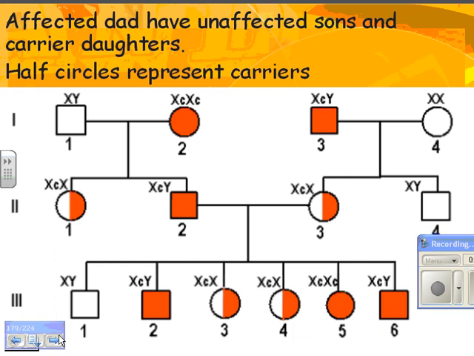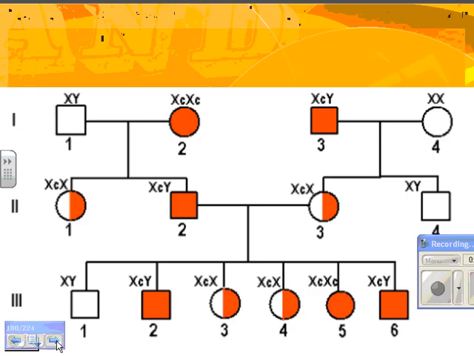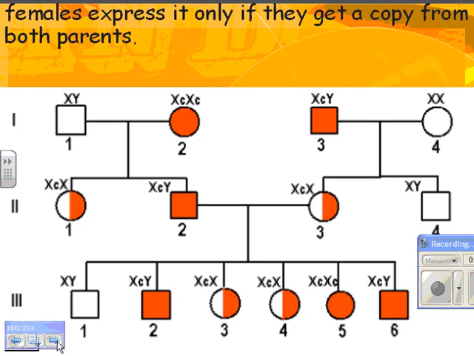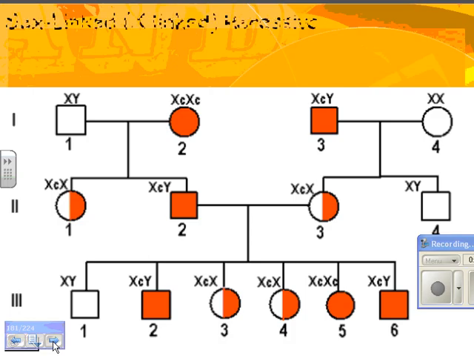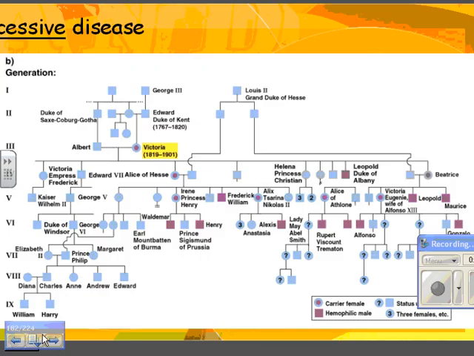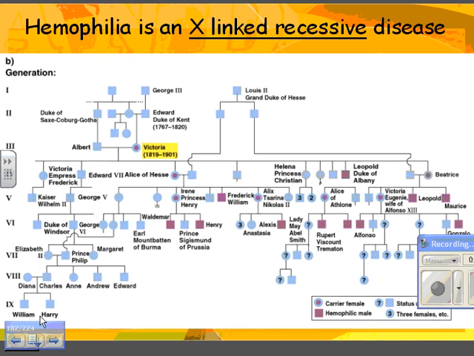So half circles, I think I said that already. Females express it only if they get a copy from both parents. And it's expressed in males if it's present. So they don't get to be carriers because they only have one X chromosome. So this one is X-linked and it's recessive because if it were dominant, you wouldn't have a carrier, you'd just have the disease. So hemophilia is an X-linked recessive disease.